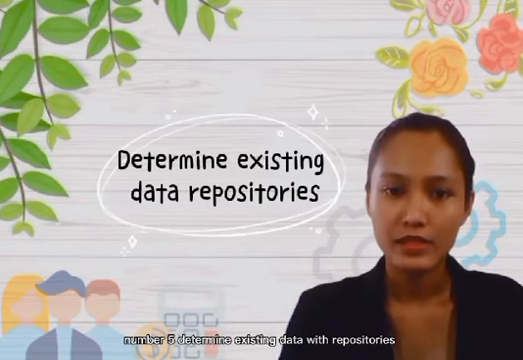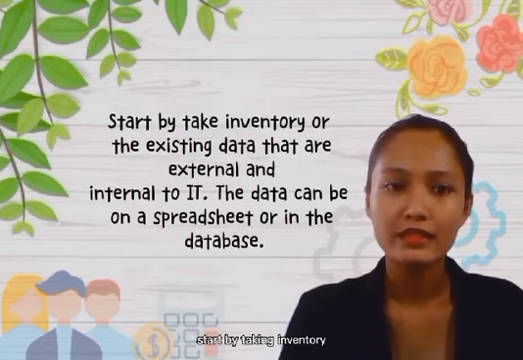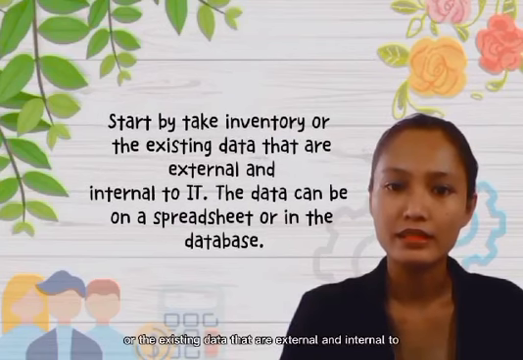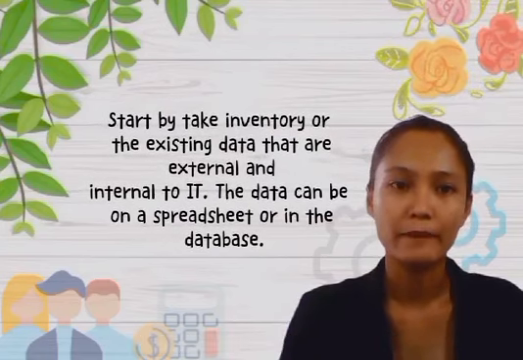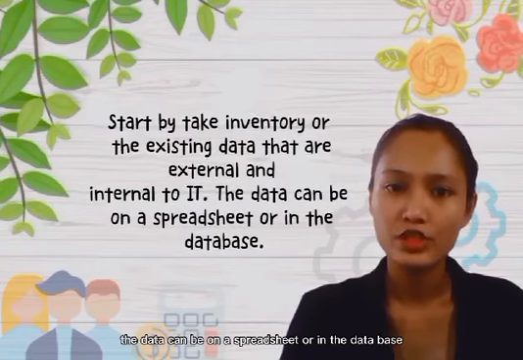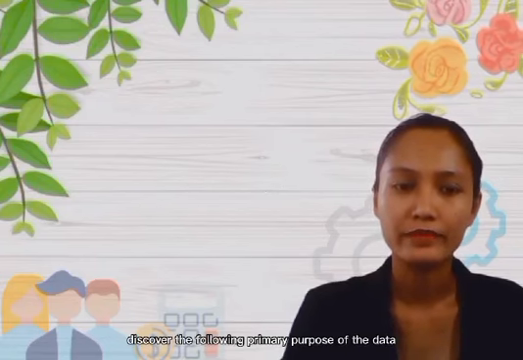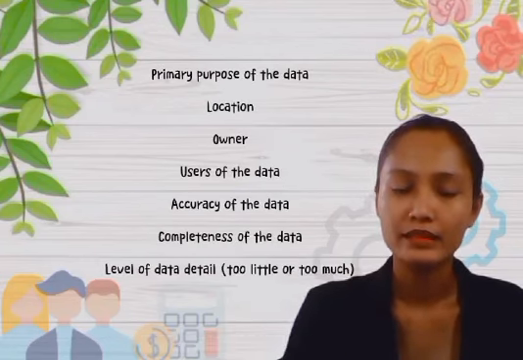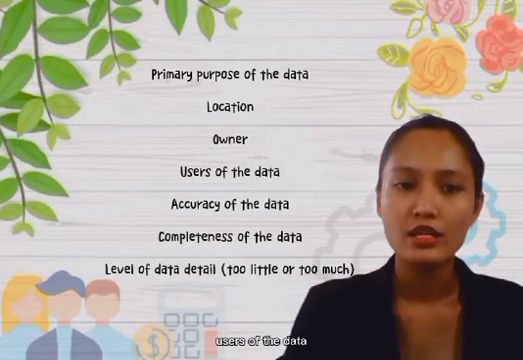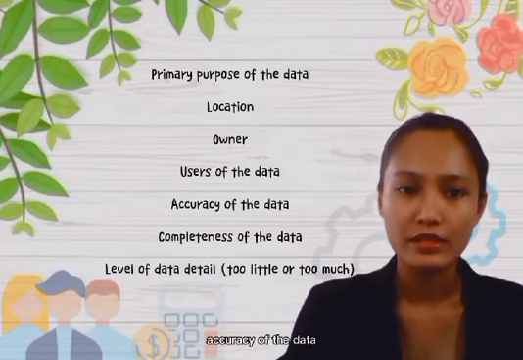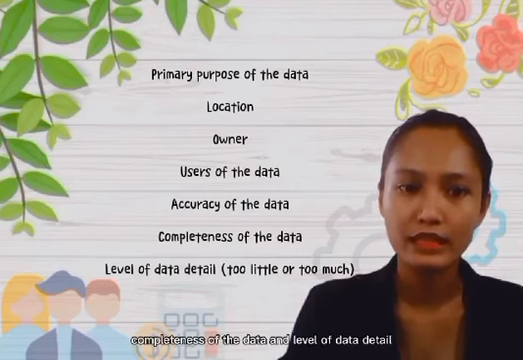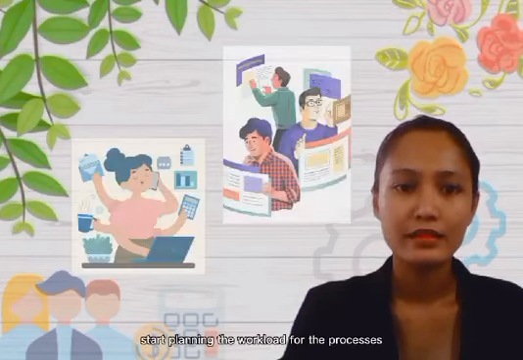Number 5. Determine existing data repositories. Start by taking inventory of the existing data that are external and internal to IT. The data can be on a spreadsheet or in the database. Afterwards, discover the following: primary purpose of the data, location, owner, users of the data, accuracy of the data, completeness of the data, and level of data detail. Afterwards, start planning your workload for the processes using the data.